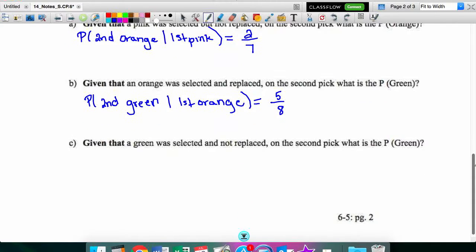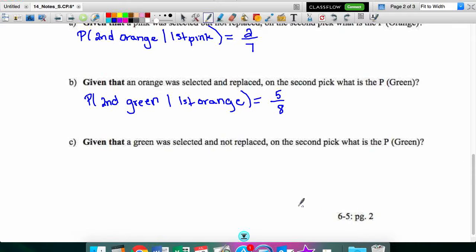Moving on to C. Given that a green was selected and not replaced, what is the probability of a green one? So we want the probability that the second is green, given that the first was green and not replaced. And again, that's very important that we keep in mind that that first marble has not been replaced.